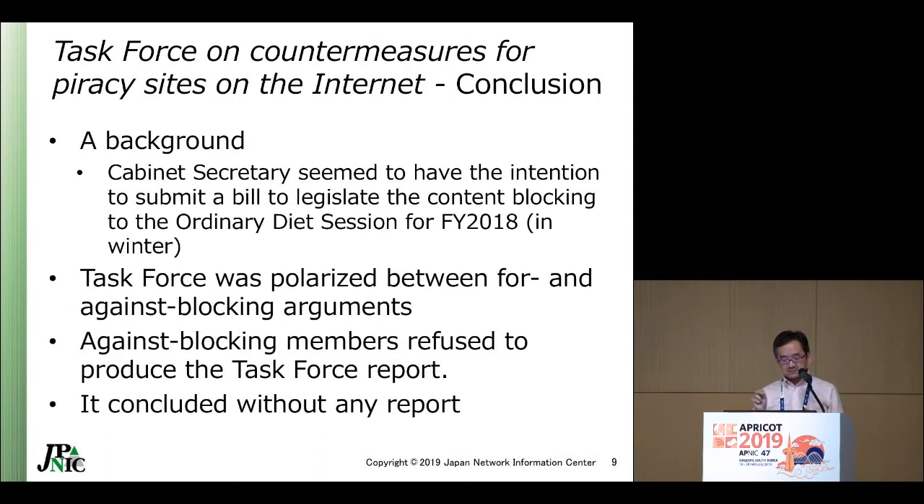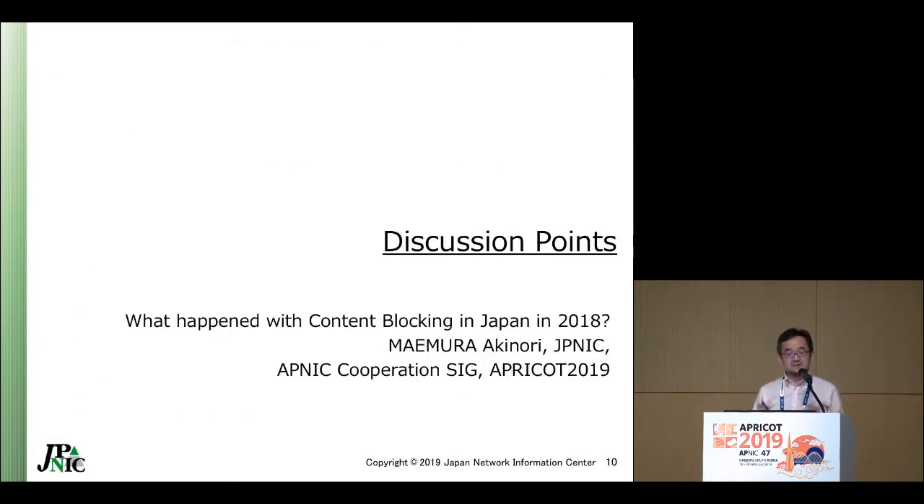But the anti-blocking people understand that if we had the report, including the anti- and pro-blocking arguments, then the pro-blocking argument would be the only one picked up by the Diet, and it will be legislated. That's the reason why the anti-blocking members refused to produce the report. And then consequently, that task force concluded without any report, only the recording of the meetings. So this is the fact.